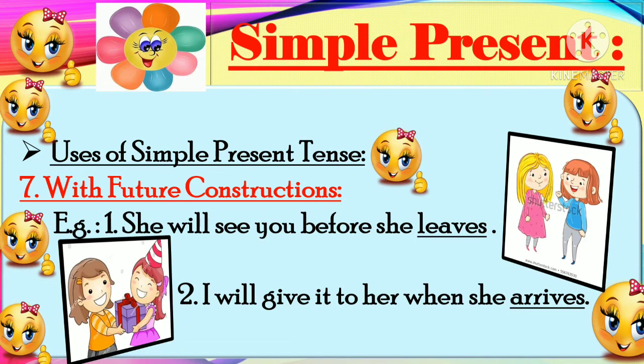Simple present tense is also used with future constructions. For example, she will see you before she leaves. Here the word leaves is in present tense, but the sentence is in future. Let us look at the second example. I will give it to her when she arrives. Look at the word arrives. It is a verb and it is in present tense, but the sentence is constructed in future form.